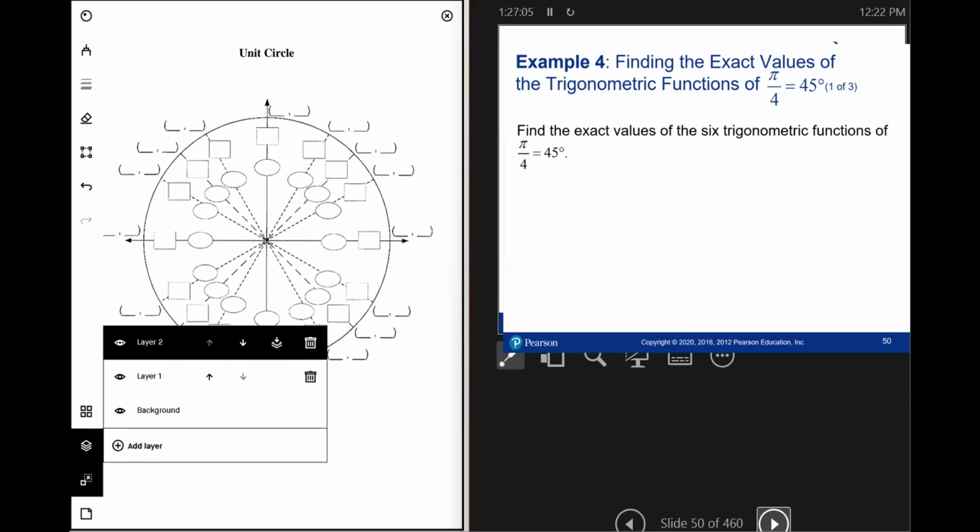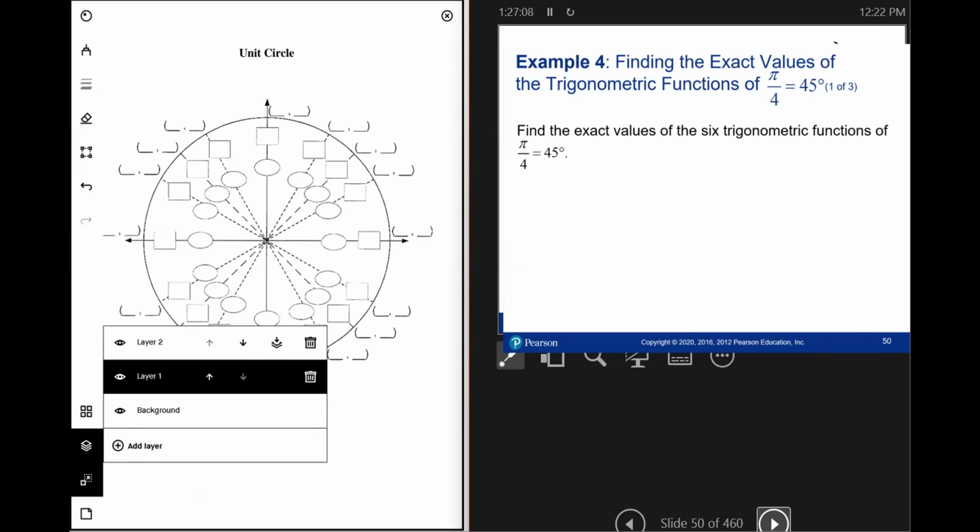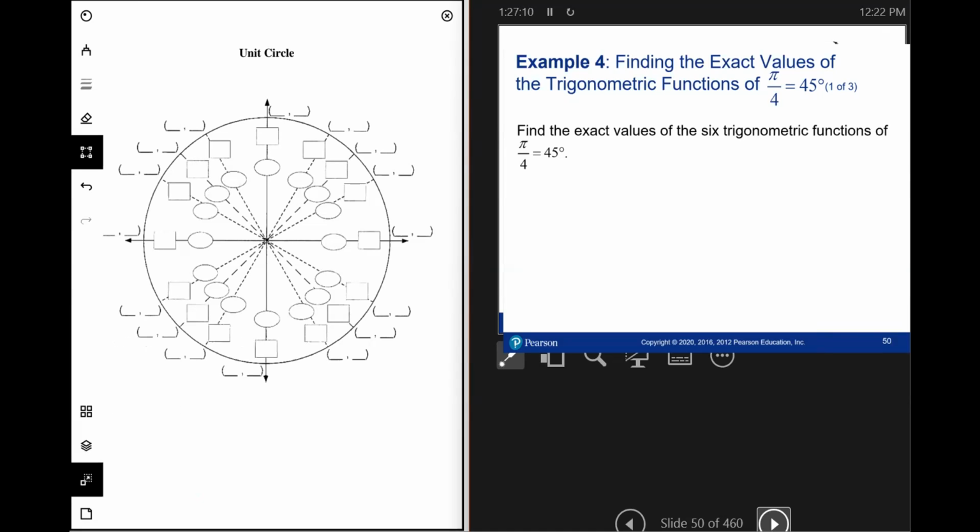I want to be on layer 1. And you'll get one of these, and this is going to be something you're going to want to use. And so I'm going to put it into the files for this class, so y'all will have this for you to use.